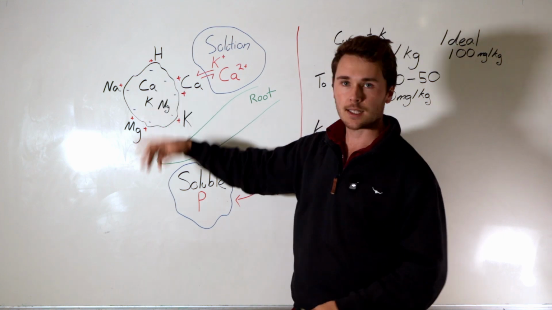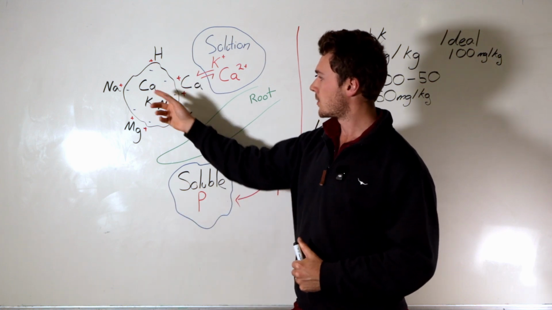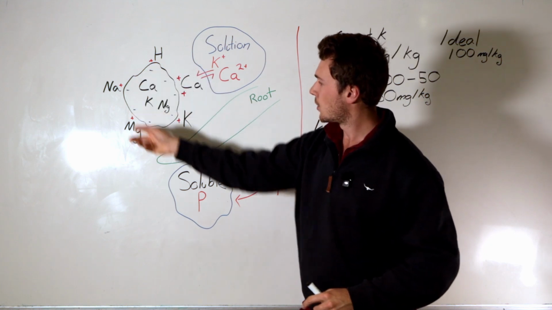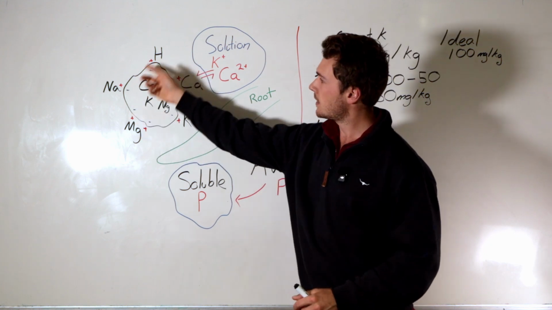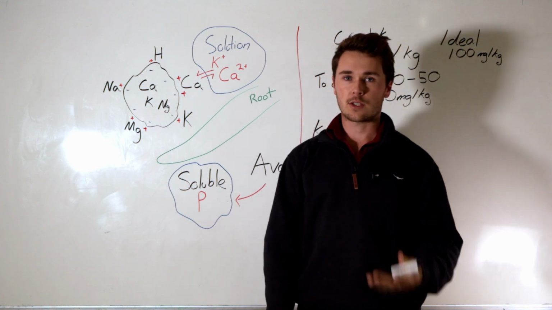They're stuck inside here. They can't get out. They're not available to the plant. Over time, our minerals weather and then become available. They release them and they stick to the clay particles. These ones here on the outside is what is expressed in our cation exchange capacity.